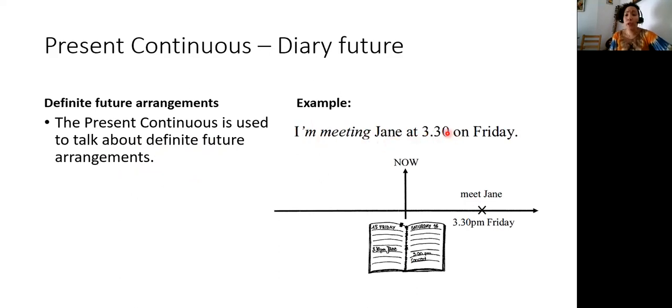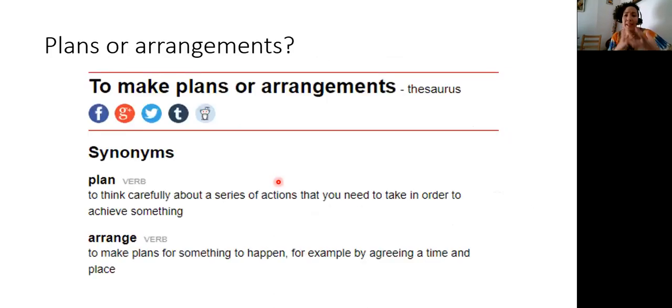Okay, so here you've made the arrangement, you thought about a plan, you talked to Jane, and you decided that you would meet on Friday. So this is an arrangement and something that you write in a diary, that you have a plan, okay? A diary is another way of saying agenda, okay? So this is the use of present continuous for things that are planned in the future that you've already made the arrangements for. Let's look at the difference between plan and arrangement.